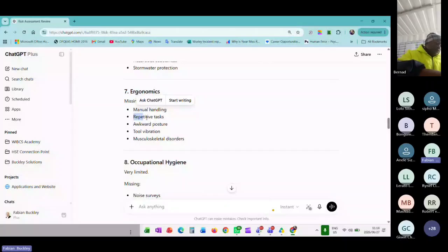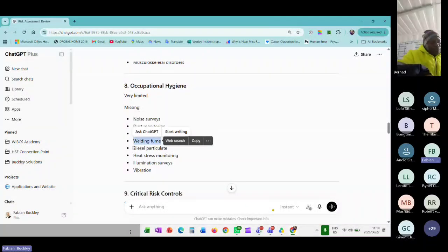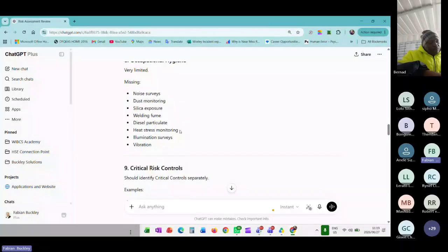All of these aspects. Then we're going deeper now, because remember we are HSE, yeah? So the H component of it is missing. We have no proper indication of noise surveys, dust monitoring, silica exposure, welding fumes, diesel particulates. All right, and we know most of your fuel sources are carcinogens. They have your benzenes, your benzols, your PCBs, etc. Then you got your heat stress monitoring, your illumination surveys, as well as vibration.